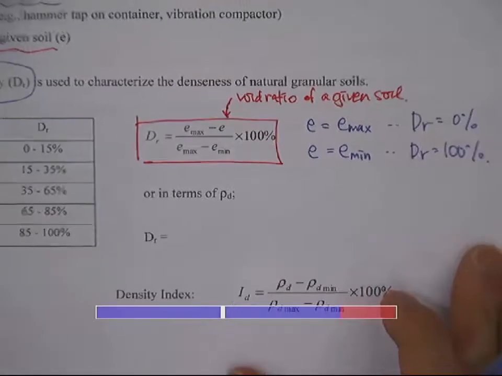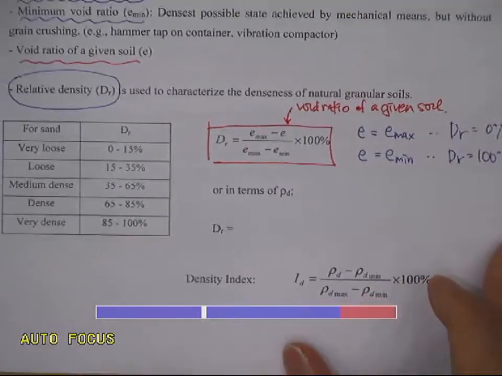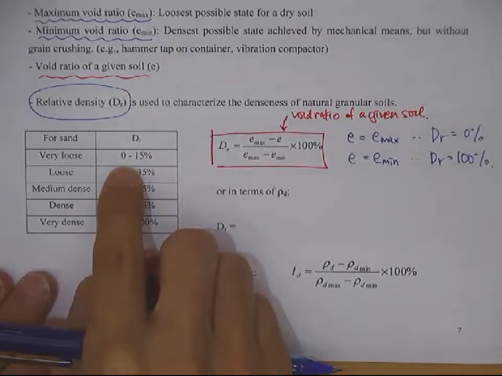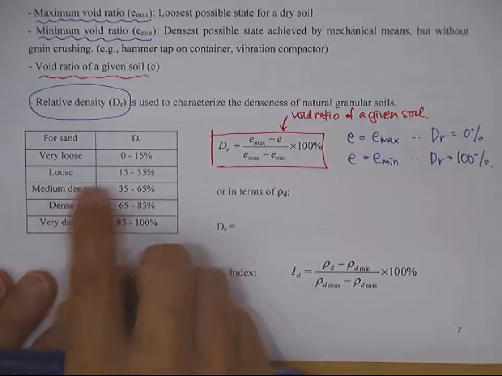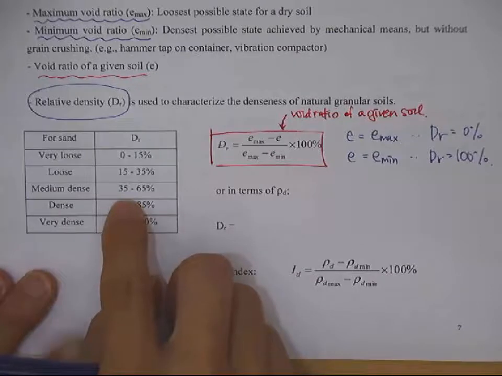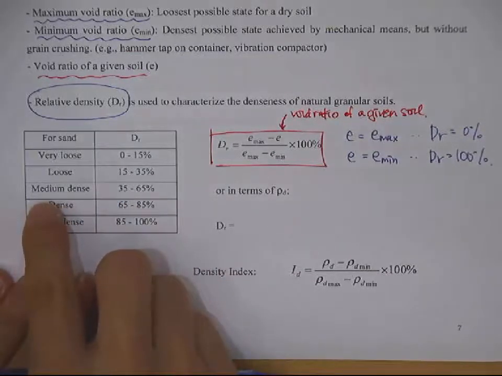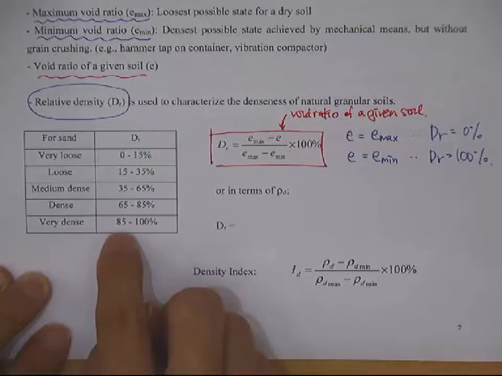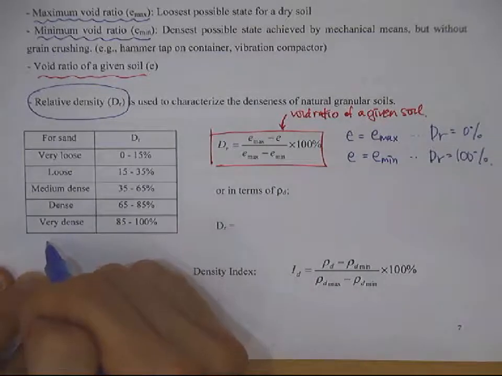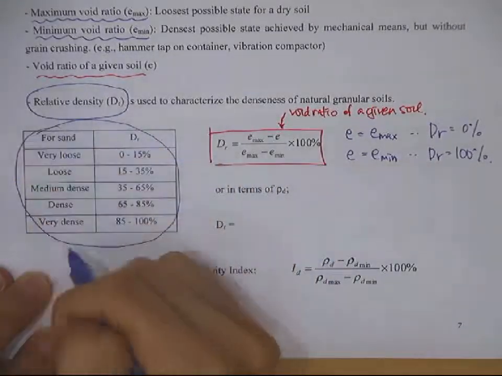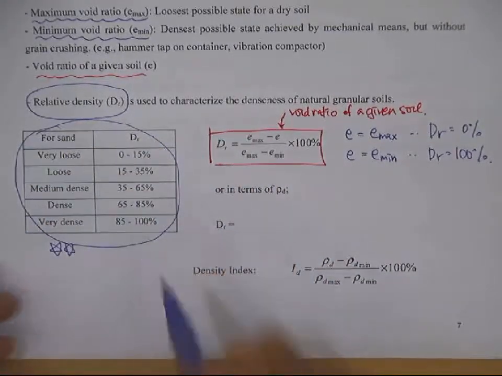So when you look at the table here, for very loose soil, the relative density ranges from 0 to 15%. And if the relative density ranges from 15 to 35%, it's a loose state. And 35 to 65%, that's a medium dense state. And 65 to 85% is a dense state. And when it's 85 to 100%, it's a very dense state. Okay? So this table is a very useful table to describe the soil. Okay?